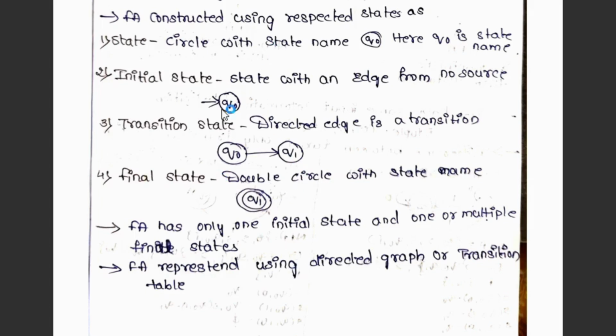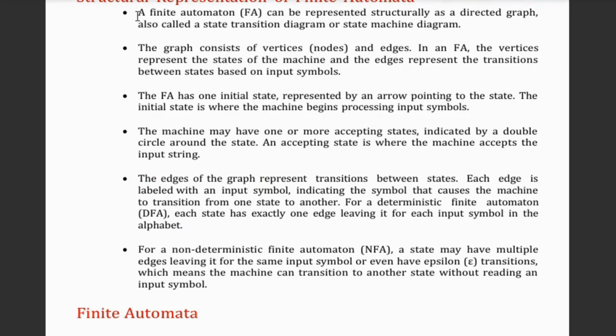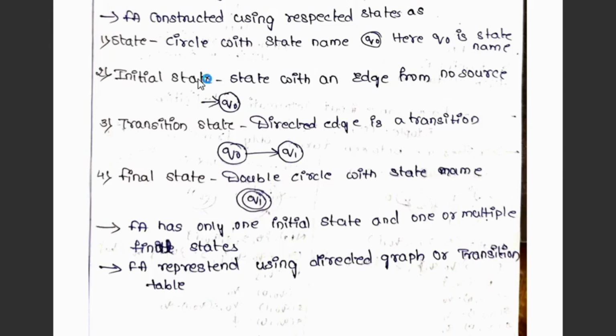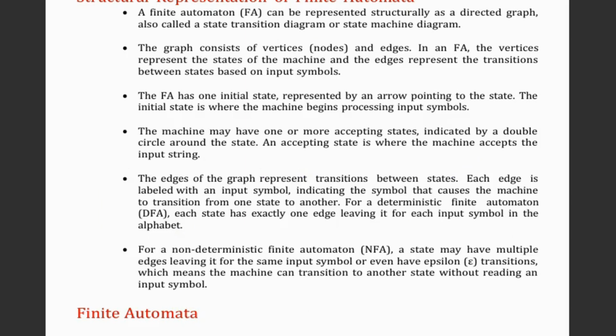So first understand these four things and how to identify them. What is the state? What is the initial state? What is the transition? What is the final state? Okay, now let's understand. A finite automaton can be represented structurally as a directed graph, also called a state transition diagram or state machine diagram. What is a directed graph? You have already seen it here: Q0 is directing towards Q1. We have some direction. So this is nothing but a directed graph, simply.